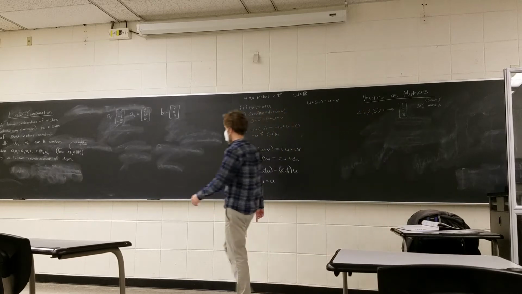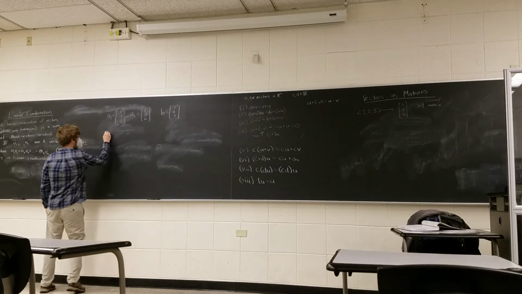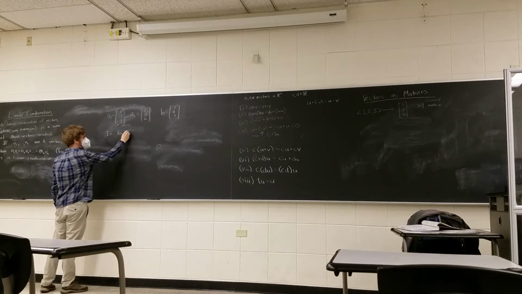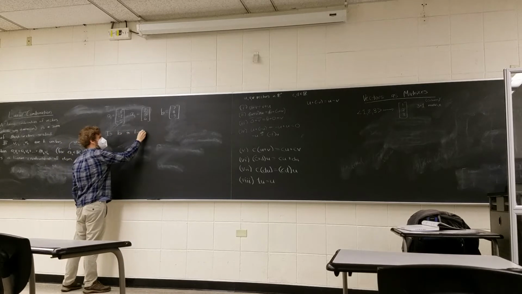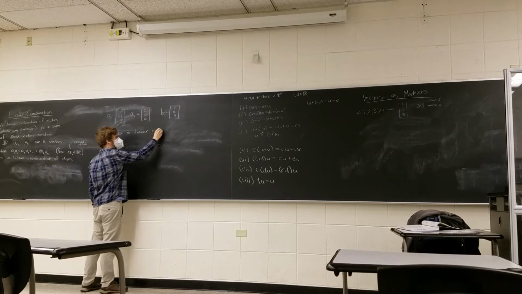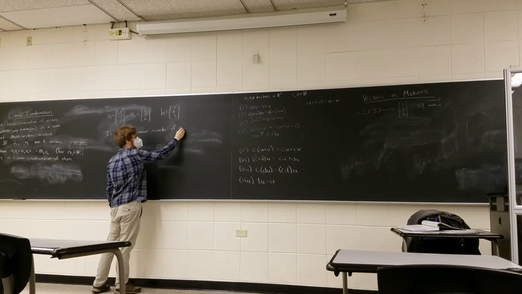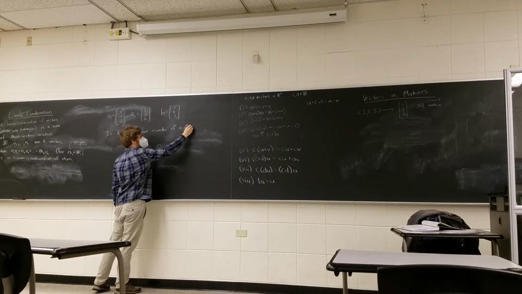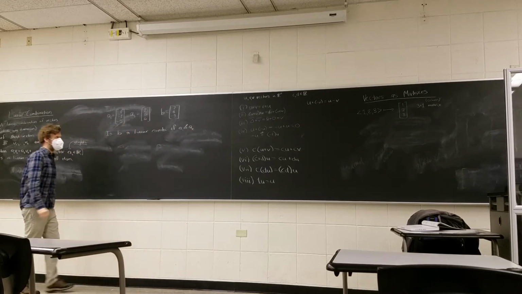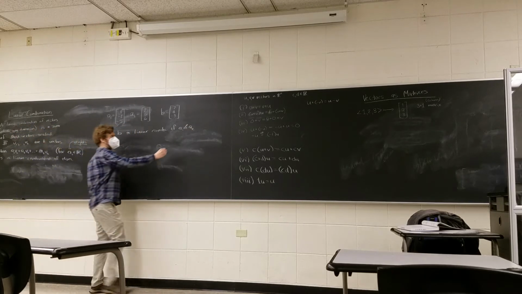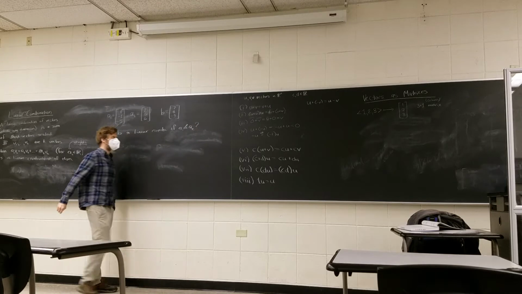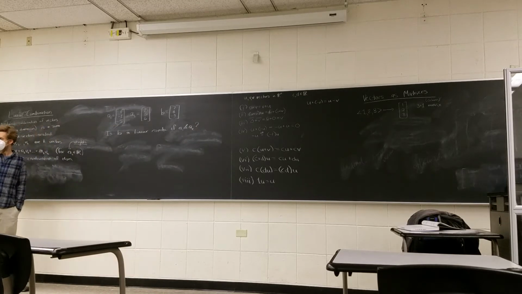Now here's the question. Is B a linear combination of A1 and A2? Question mark. Is it?